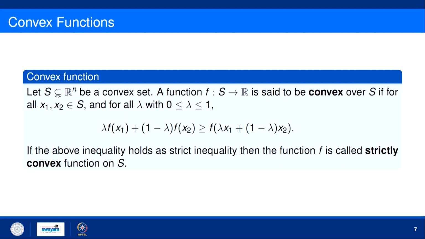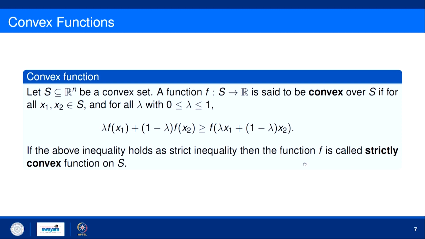Let S be a subset of Rn, a convex set. A function f from S to R, S a convex set, is said to be convex over S if for every x1, x2 in S and for any lambda between 0 and 1, this inequality holds. And if this inequality holds in a strict sense, that means instead of greater than or equal to, it is strictly greater than, then the function is called a strictly convex function.